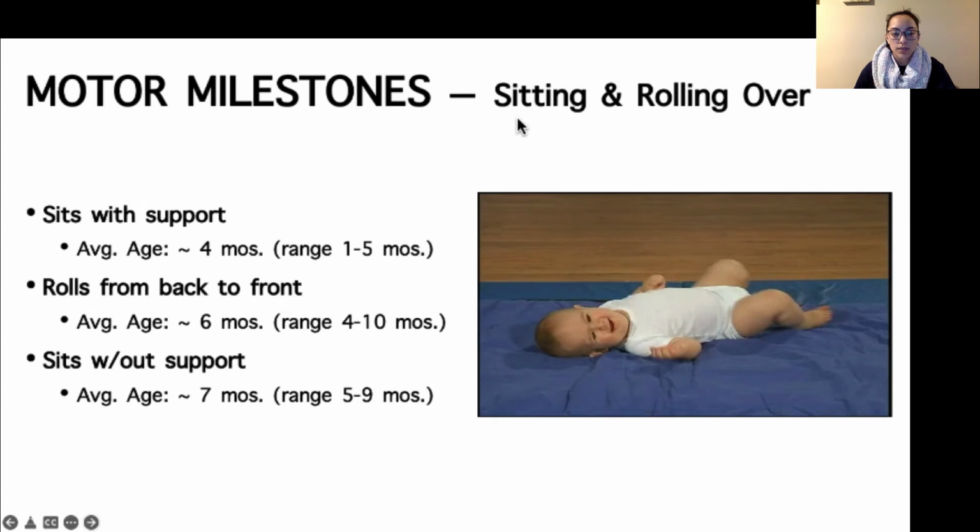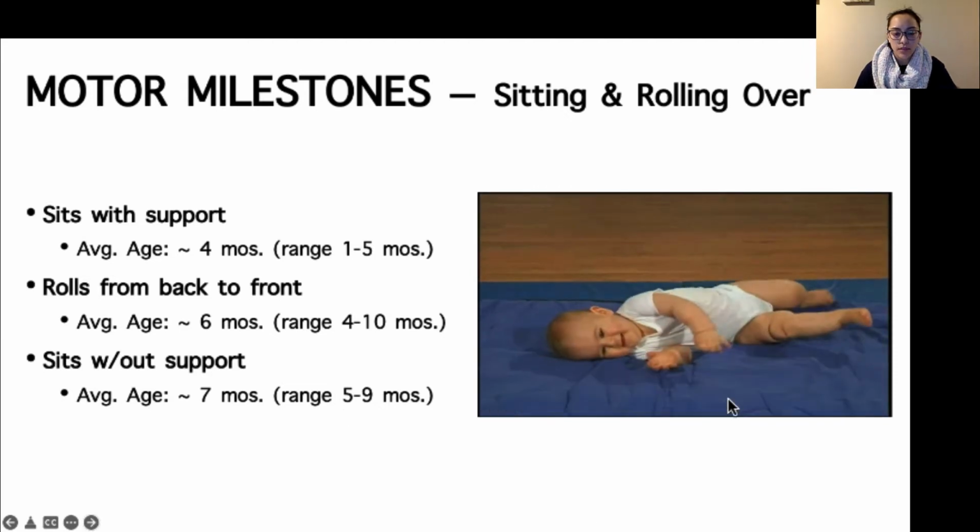With regards to sitting and rolling over, usually infants can sit with support around 4 months, but the range is between 1 and 5 months. They can usually roll from their back to front around 6 months, with a range between 4 and 10 months. And they can usually sit without support around 7 months, with a range between 5 and 9 months.